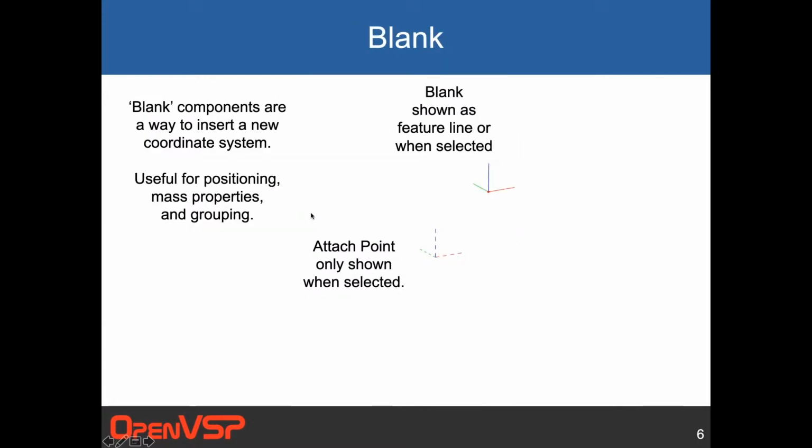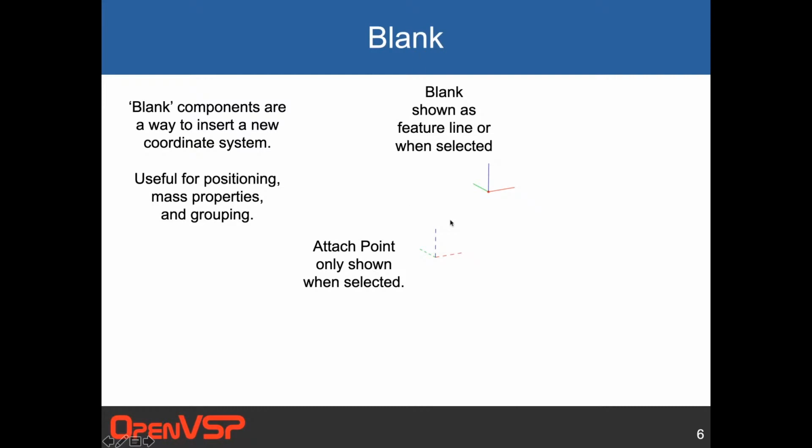There's a special kind of component in OpenVSP called a blank, and there's no actual geometry to a blank, but what a blank is really useful for is inserting its own coordinate system. So if you want a part or a component coordinate system, you can name that blank, use it to group components, and attach things to them, and it will build up and show you that for that blank. And you can also use it for a point mass and mass properties.